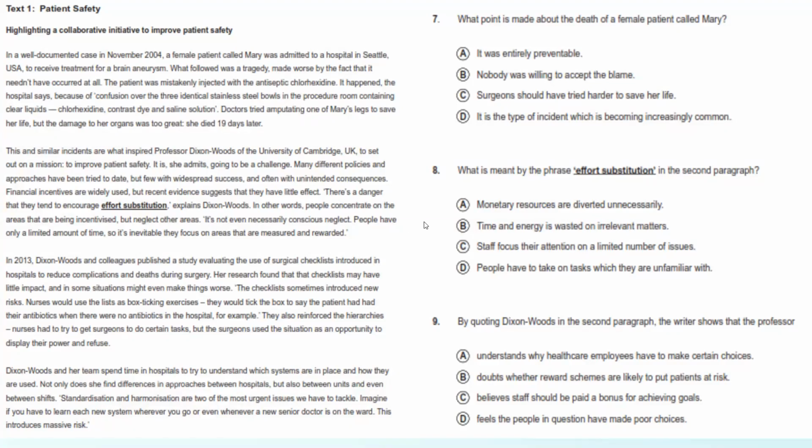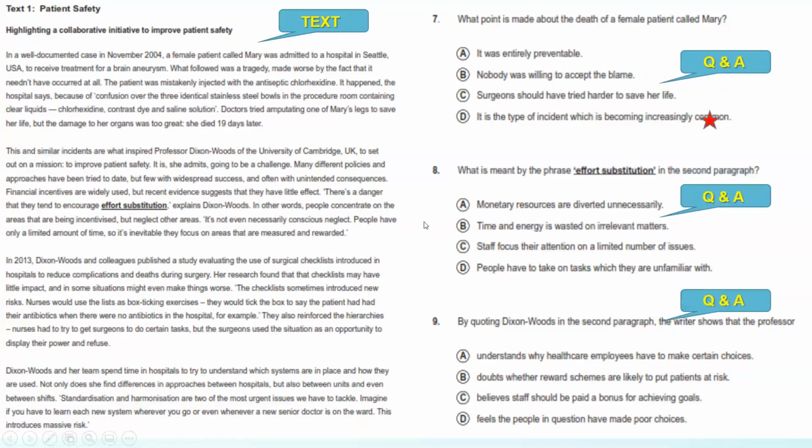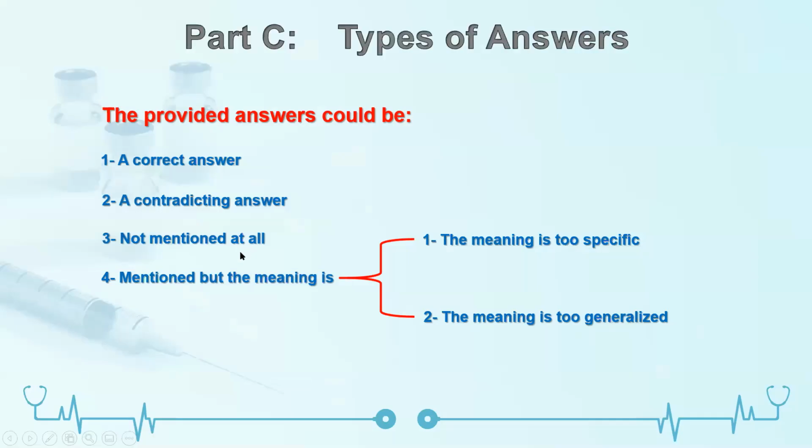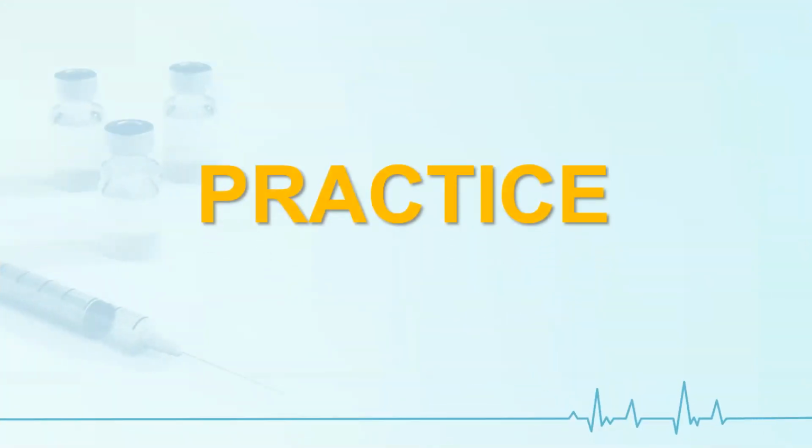In the next slide, so you have Mary, effort substitution, second paragraph, second paragraph. The same thing: correct answer, contradicted answer, not mentioned at all, and mentioned but the meaning is too specific or too generalized.